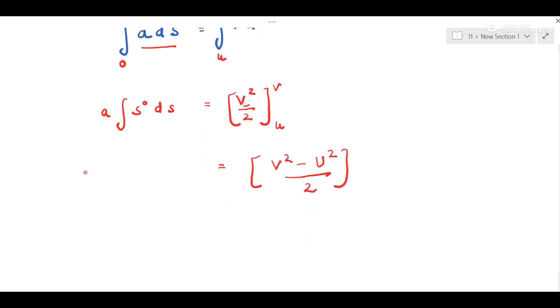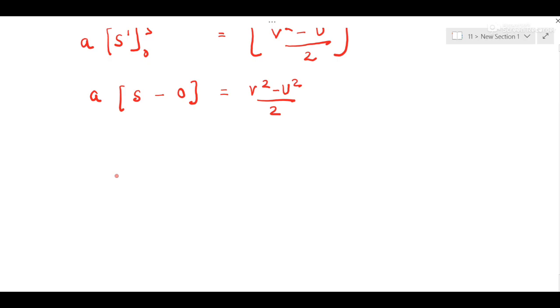Coming to the left hand side, a as it is, 1 power of s will be increased, that is s divided by 1, so the 1 need not be written. So now we'll put upper limit minus lower limit, which is equal to v square minus u square by 2. So this is as is equal to v square minus u square by 2. So 2 will come to this side. So 2as is equal to v square minus u square. This is your third equation of motion.